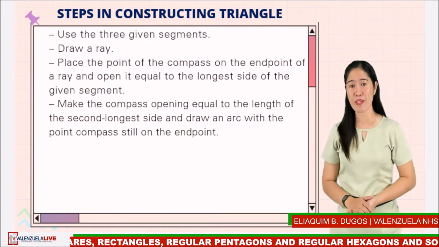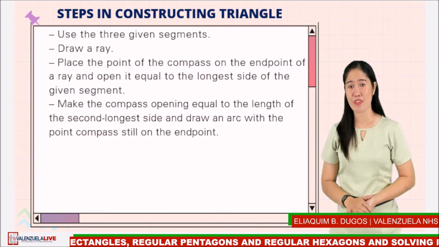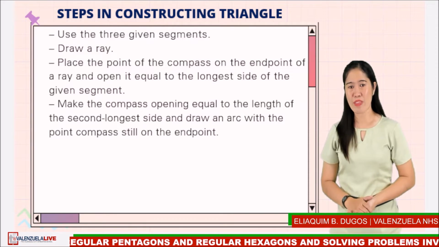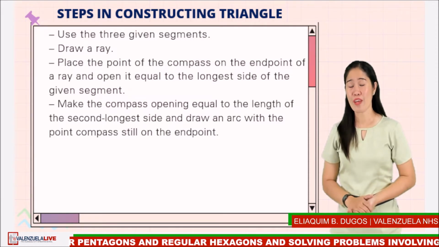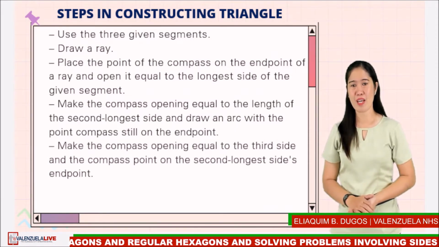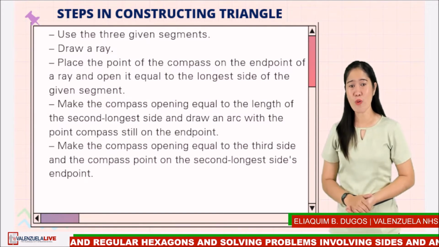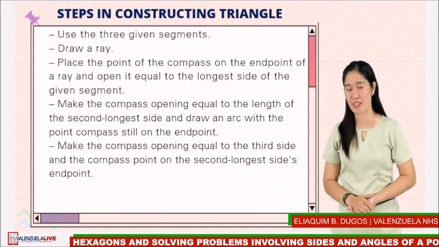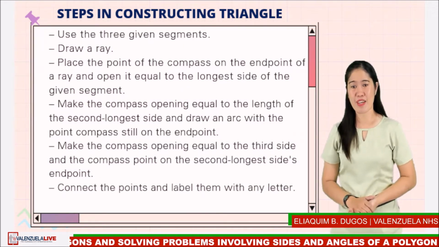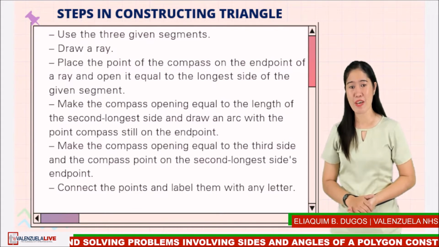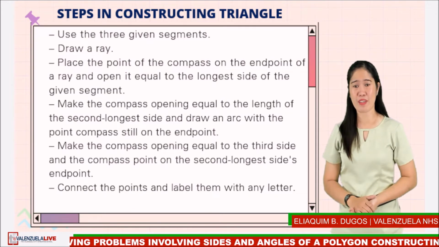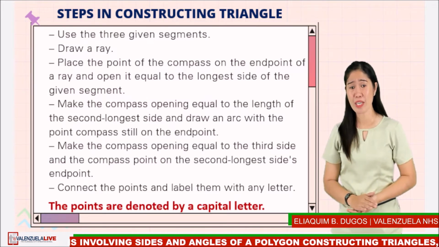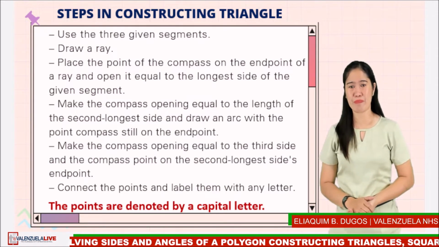Make the compass opening equal to the length of the second longest side and draw an arc, with the point of the compass still on the end point. Make the compass opening equal to the third side and the compass point on the second longest side end point. Then connect the points and label them with any letter. The construction points are denoted by a capital letter.